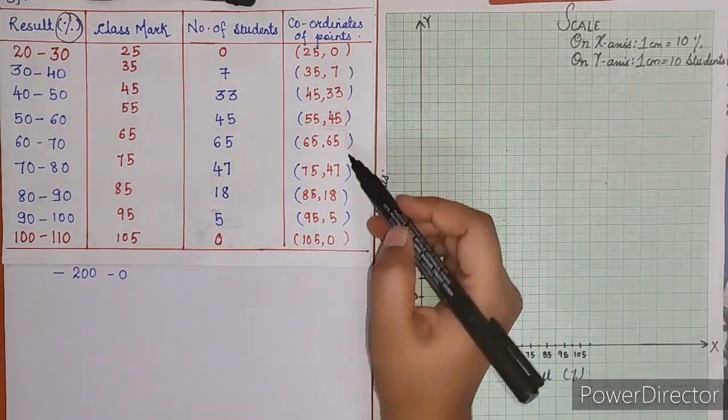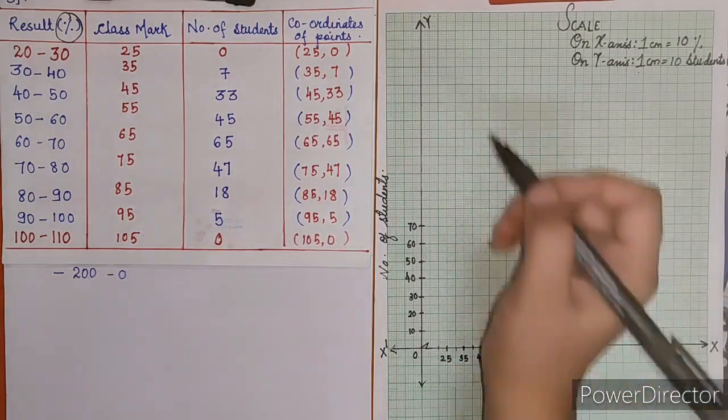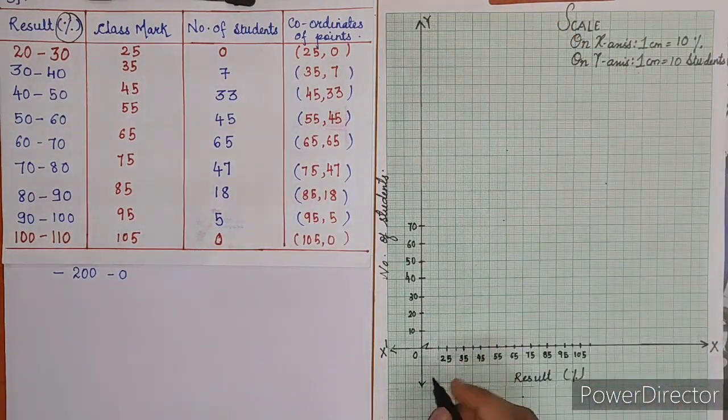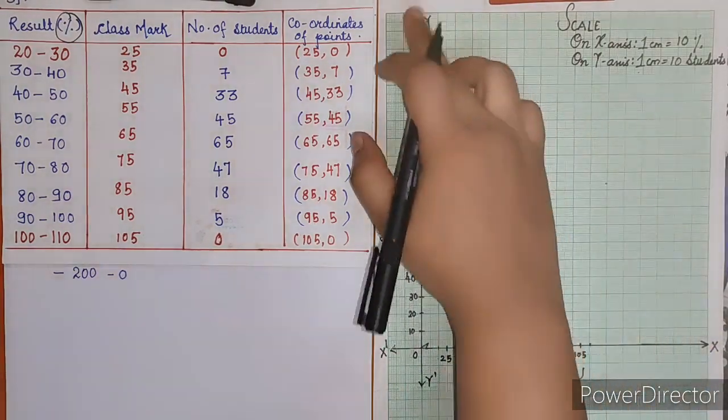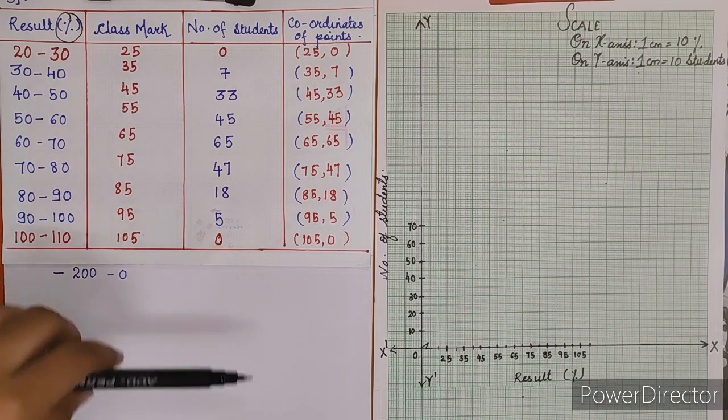You will see the greatest number in the frequency column is 65 to 70. We have named it here y-axis and the opposite is y dash. So your graph is ready with the scale, with both the axes properly written here: this is about result and this is about number of students. So let's start the plotting.